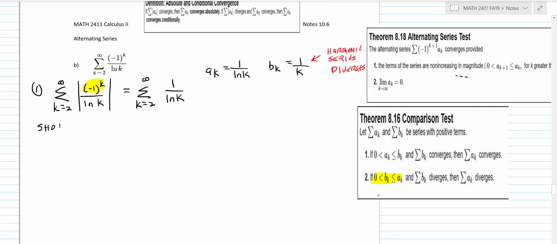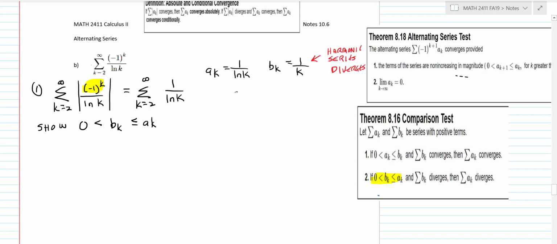Okay, so we're going to show that the b sub k terms are all positive, but at the same time less than or equal to all the terms in a sub k. So we need to show that mathematically if we can. There's a couple of ways to do this. One thing is, let's just go ahead and look at b sub k.